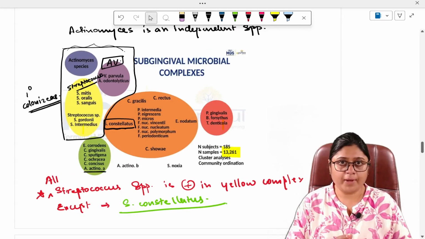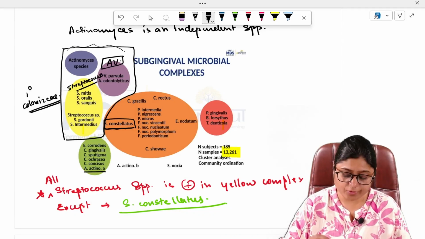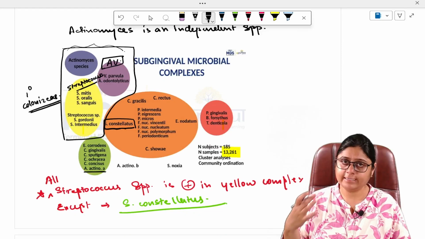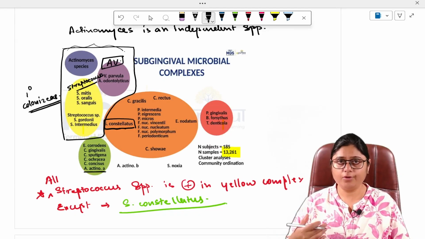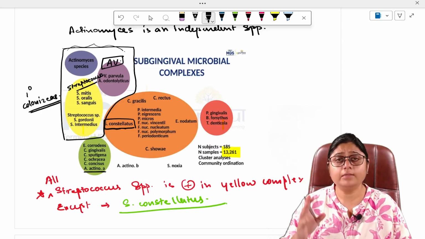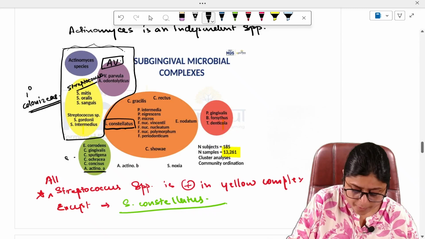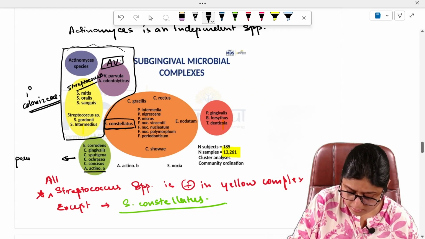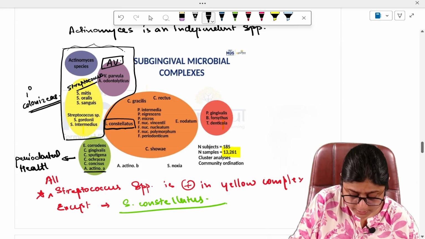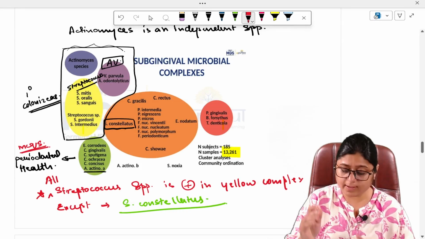Now, primary colonizers completed. Now, let us come to the secondary colonizers. How will you remember it? You have to remember the traffic light signals. Traffic light consists of green, orange, red, right? Green means you are good to go. There is no harm, there is no danger, right? Similarly, the bacteria which are present in the green complex are responsible for periodontal health. All these points which I am saying, guys, are very important for MCQs. So note them down somewhere.